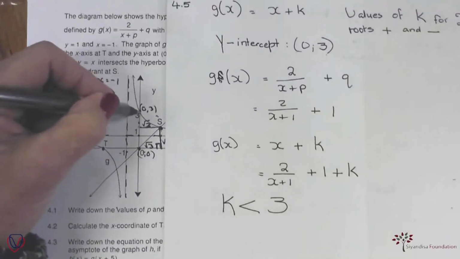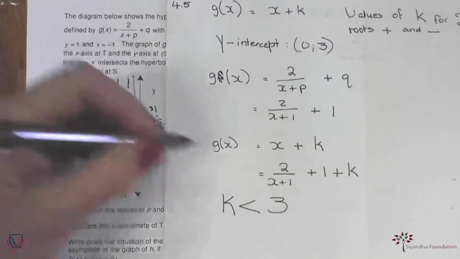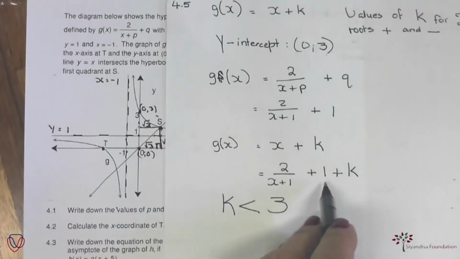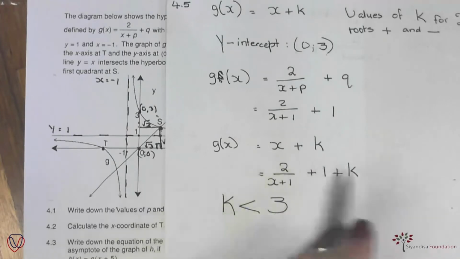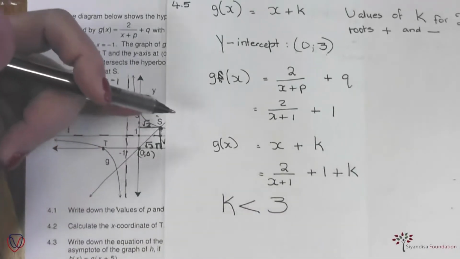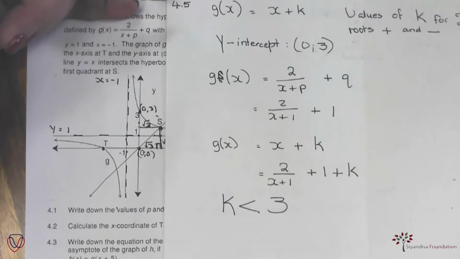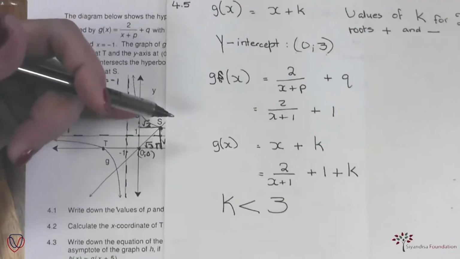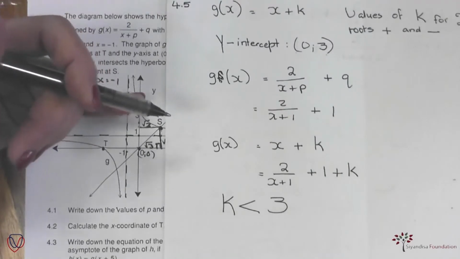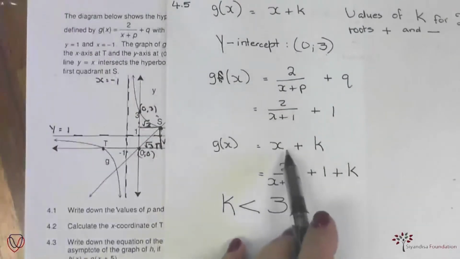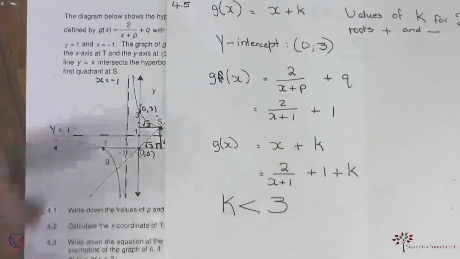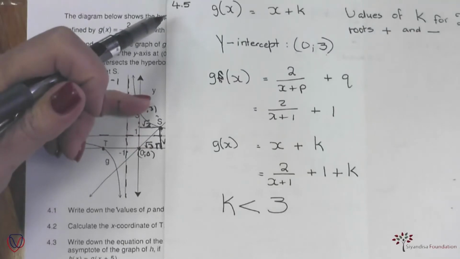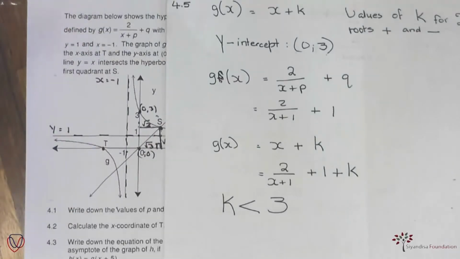So K cannot go past that 3 there. So K can only be smaller than 3. That mustn't be more than 3. It can rather be smaller than 3, so that the asymptote doesn't go beyond that 3 there. Have you got that? It's quite a difficult thing to explain, but it's only 1 mark. So remember, if they give it to you like that, the K involves the asymptote. So your asymptote cannot go past that 3. So K must be smaller than 3.